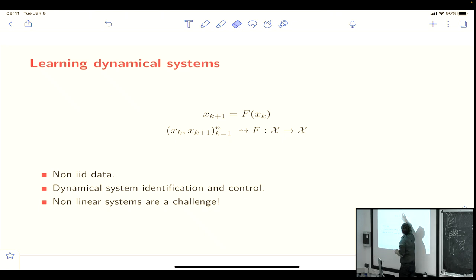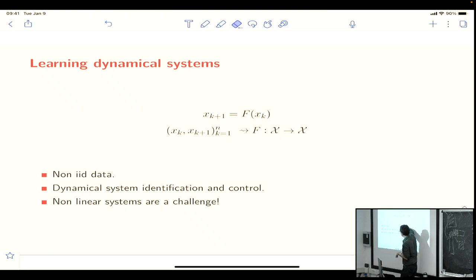This is a simplified version. I have an iterative map, which in this case is stationary, it doesn't change. It takes me from step k to step k plus one. So now you have the pair k and k plus one, and you want to do the one-time-ahead prediction, a problem that has been studied in a bunch of different situations.